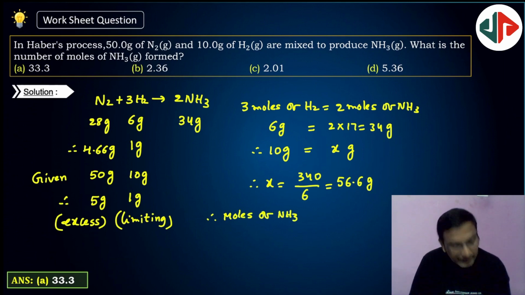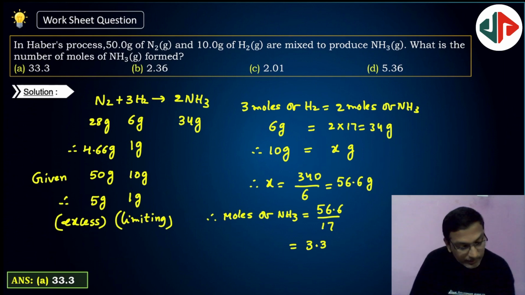Next, therefore, moles of NH3 is equal to 56.6 by 17, molecular weight. Weight by molecular weight. Therefore, it will be 3.33. The wrong is given. 3.33. Answer should be 3.33.